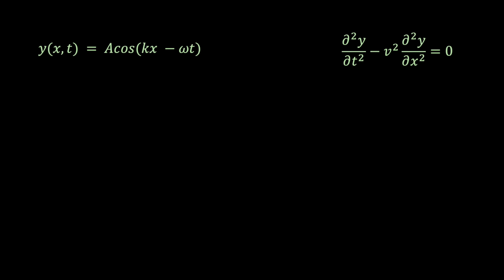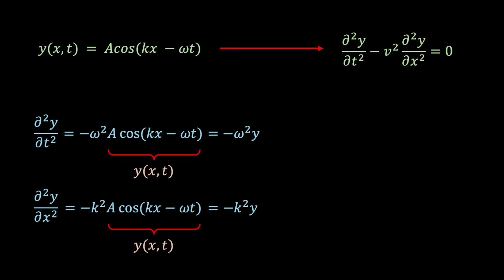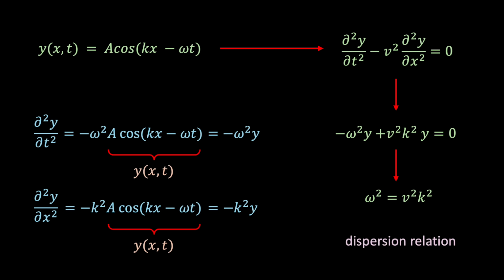Now, we can check that the displacement function is indeed a solution by subbing it into the wave equation. To do this, we note that the second derivative of displacement with respect to time is equal to minus omega squared y, and the second derivative with respect to x is equal to minus k squared y. If we then sub these results into the wave equation and simplify, we find that the displacement function is a solution provided that omega squared equals v squared k squared. This relation is known as a dispersion relation, and it will play an important role in what follows.